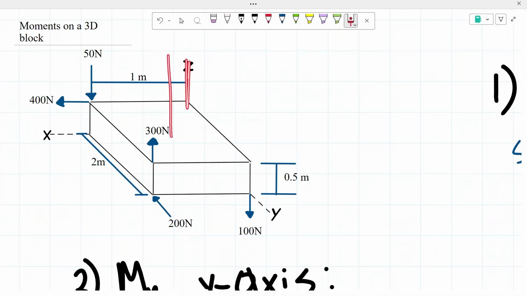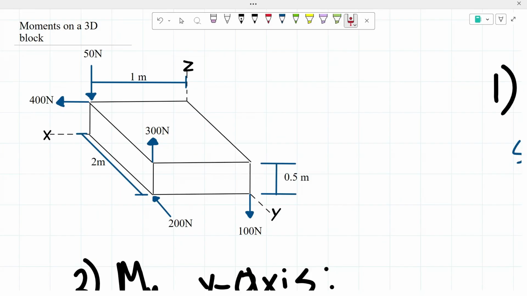So we're basically going to be looking like from above that block. So what we're going to be seeing is this top part of that block. This corner right here lies on that z-axis. So that's where we're going to be taking that moment. From there, we're not going to be showing that 50 newtons, that 300 newtons, and that 100 newtons since they are parallel to that z-axis, so they're not going to be shown.